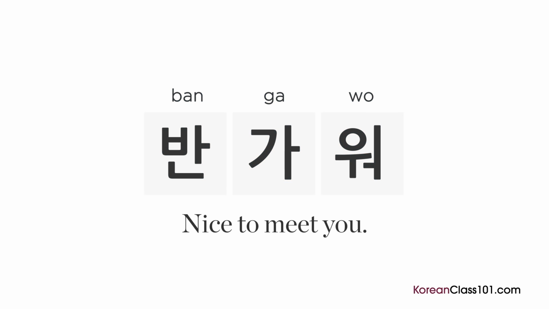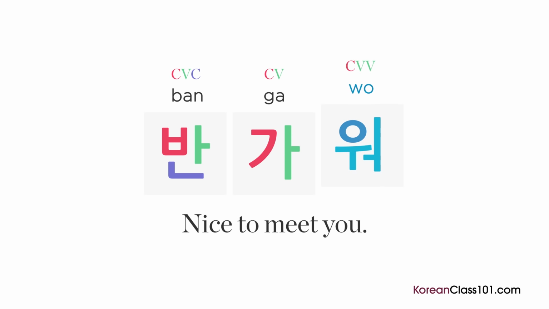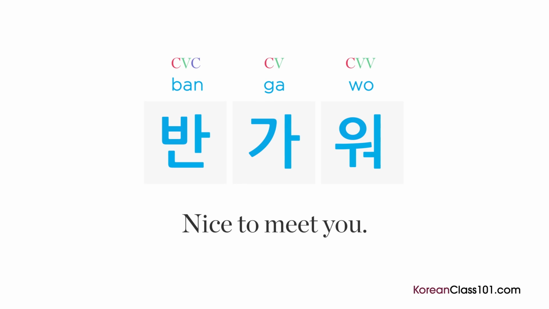반가워. As you can see, the first block contains the consonant-vowel-consonant format we just mentioned. 반. The second block is the basic consonant-vowel format. The vowel is a vertical one, so the consonant is written on the left. 가. The third block contains a double vowel, so the structure is initial-medial, with the initial being a consonant and the medial a double vowel. 워. Altogether, it's 반가워.